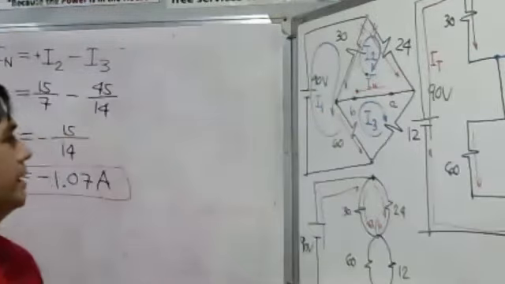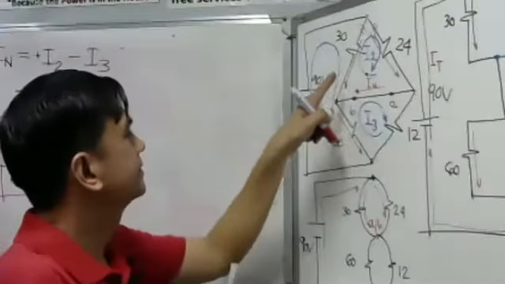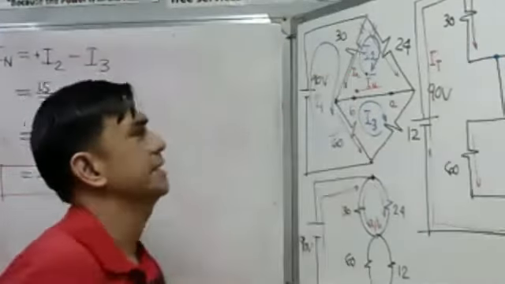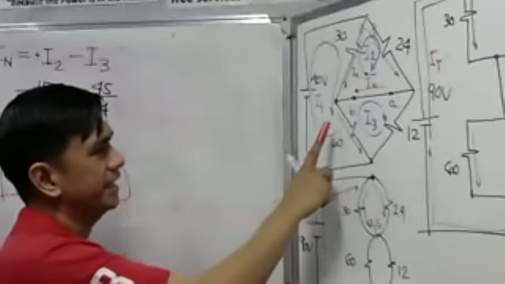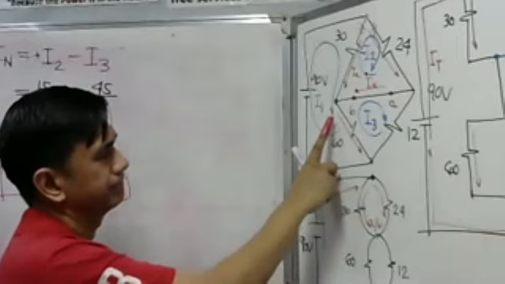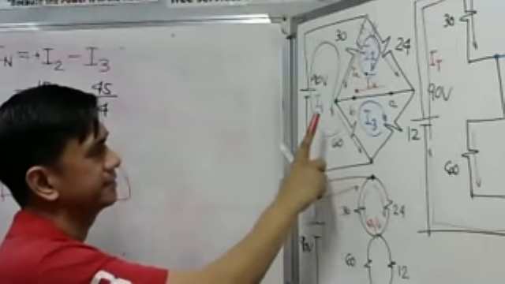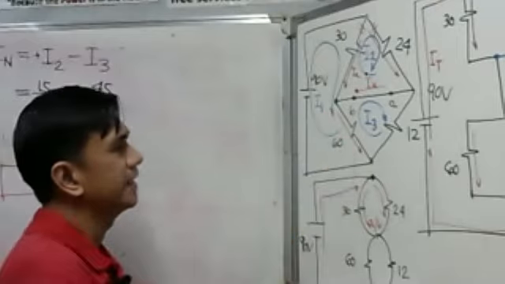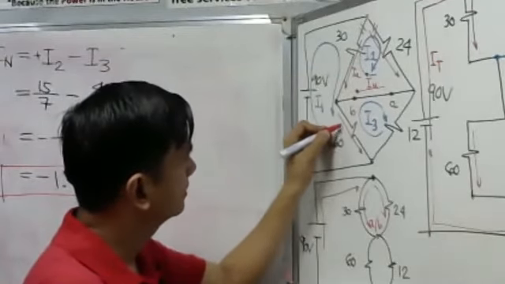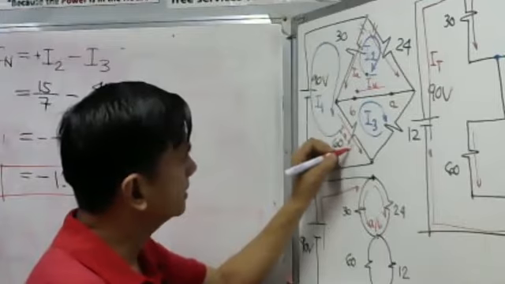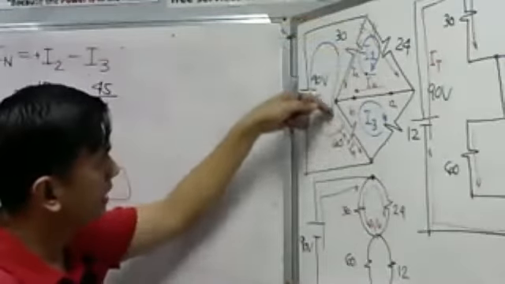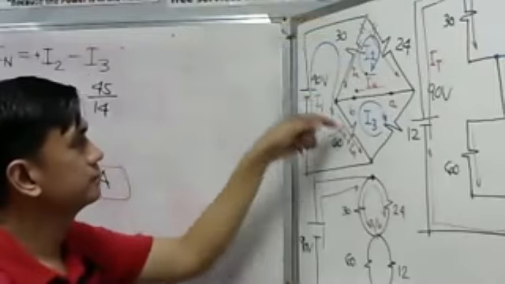I will make this current IA, by the way. This is IA. What is this current, guys? This current is IA plus I sub n, because the current entering is equal to the current leaving. See? Here.